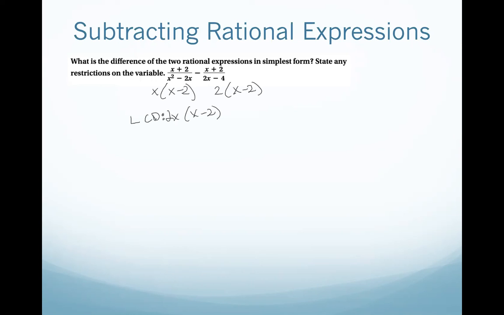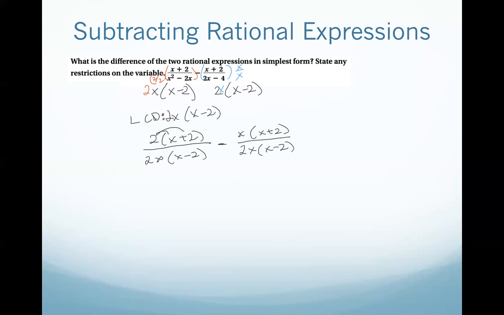That means our first fraction needs to be multiplied. It's missing the 2, so that needs to be multiplied by 2 over 2. Our second fraction is missing the x, so that needs to be multiplied by x over x. Once we multiply, now we have 2 times (x plus 2) in the first numerator over 2x times (x minus 2) in the first denominator, minus x times (x plus 2) in the second numerator divided by 2x times (x minus 2) in the second denominator. My denominators match, so now I can subtract.